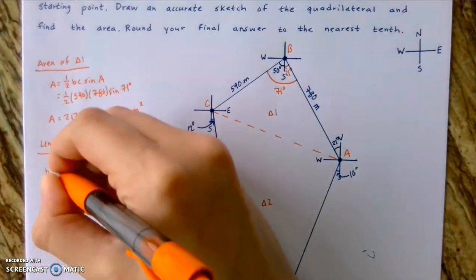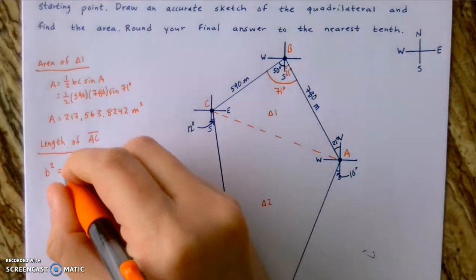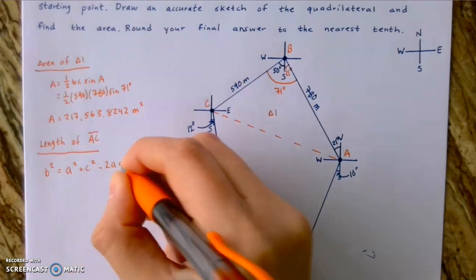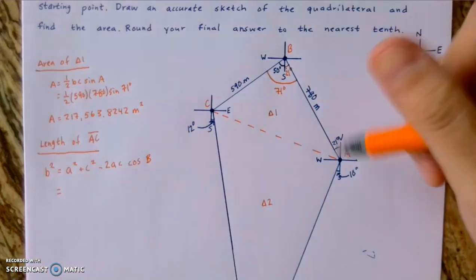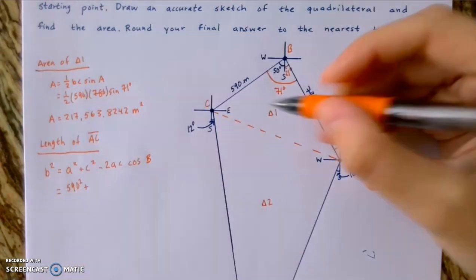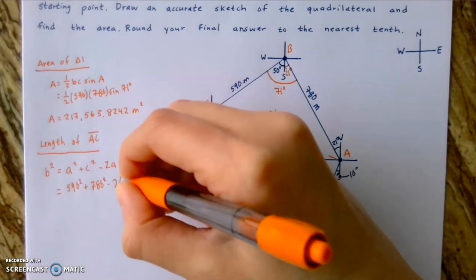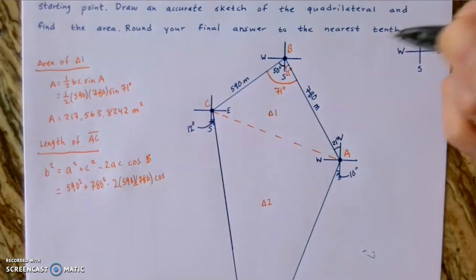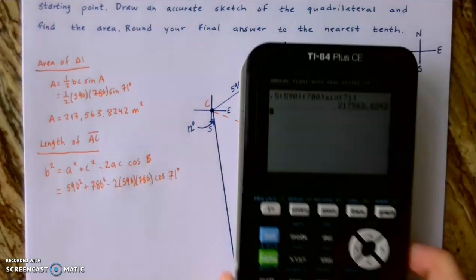So B squared equals, and if we take a look at the law of cosine formulas, we know that that's going to be A squared plus C squared minus 2AC times cosine of B. Alright, so side A is this one right here, so we have 590 squared. Side C is 780, minus 2 times those two sides again, just not squared this time, times cosine of angle B, which is 71 degrees.